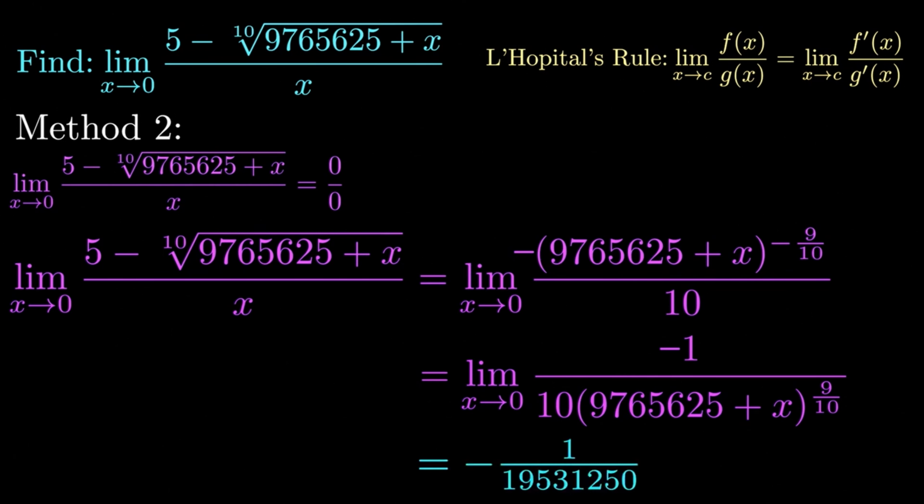Now we can let x tend to 0 without worrying about dividing by 0, and we get the same answer as we did in method 1, so both of the answers agree.